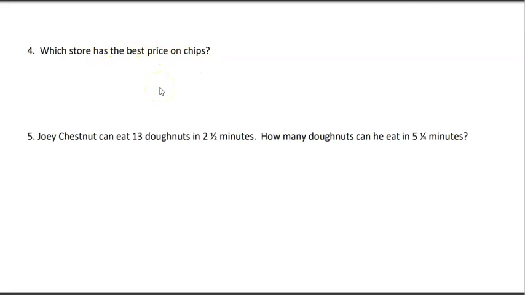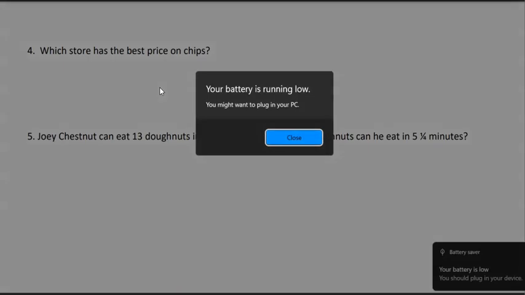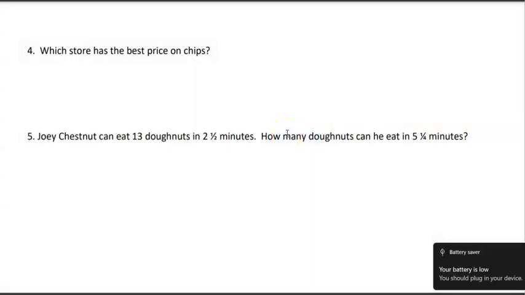For this last question, it's talking about Joey Chestnut again. He's in this eating competition, and it says that he can eat 13 donuts in 2.5 minutes. How many donuts can he eat in 5 1/4 minutes? So the first thing I think when I see problems like this is how can I find the unit rate so I can find the amount of donuts he can eat in just 1 minute. That always has to be your first thought process, because then you'll be able to decide what to multiply by next.